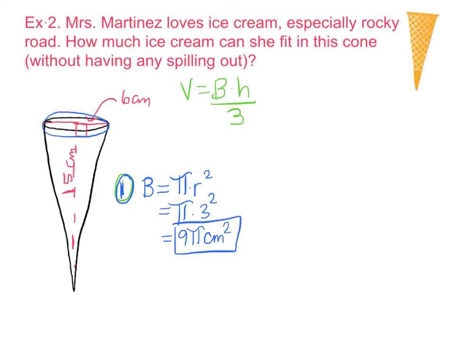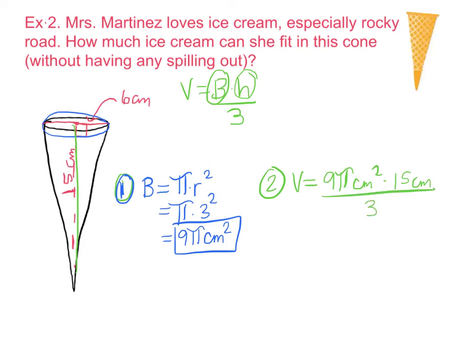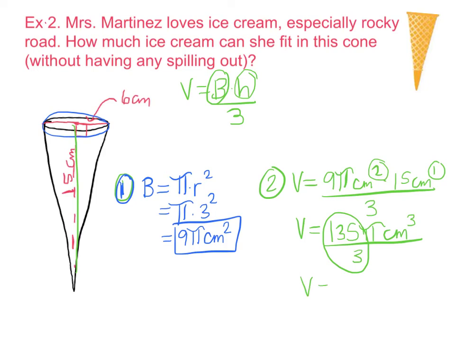Okay. Now I'm ready to plug into my formula. Volume is the area of the base times how tall your cone is. The area of my base is 9 pi centimeters squared, and my cone is 15 centimeters tall. I'm going to take that value and divide by 3. Now my volume, what I'm going to do here is I'm going to multiply 9 times 15, which is 135 pi, and then centimeters squared times centimeters to the first is centimeters cubed divided by 3. Now these two numbers can be simplified, so my volume is 45 pi centimeters cubed.